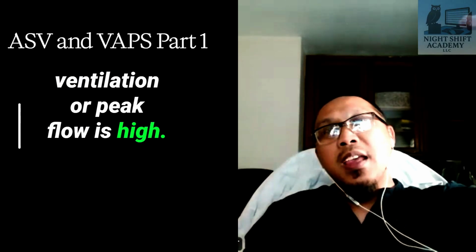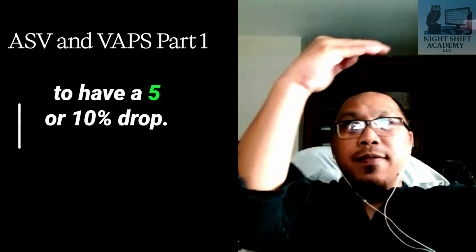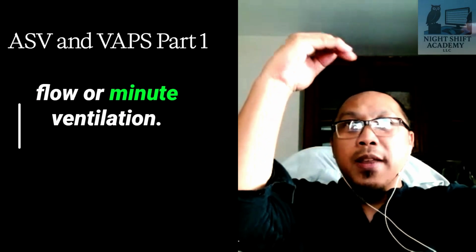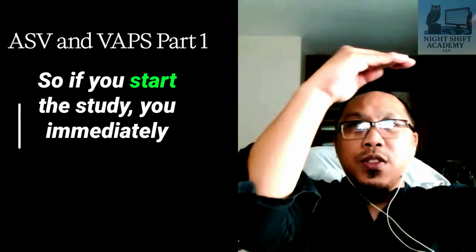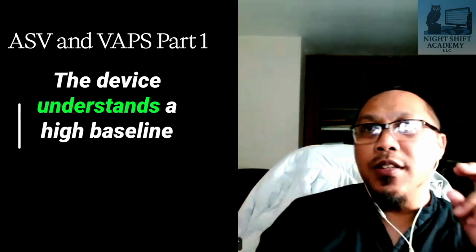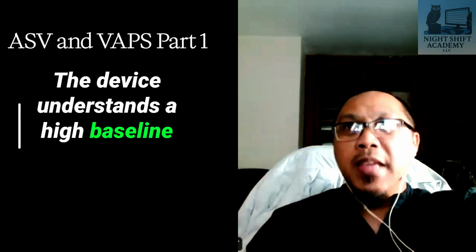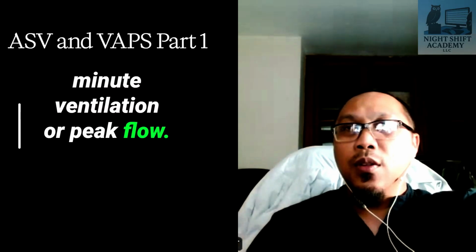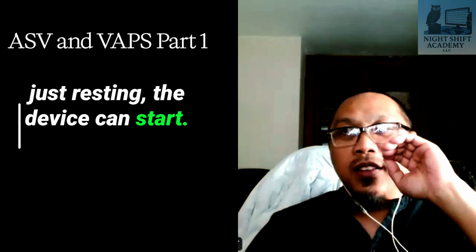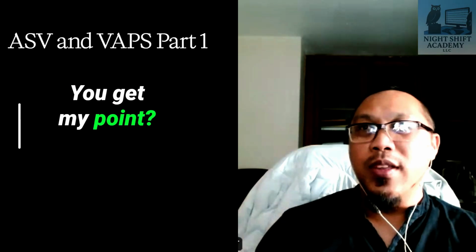They're still very awake, so their minute ventilation or peak flow is high. The device allows for them to have a 5 or 10% drop from that initial peak flow or minute ventilation. So if you start the study, you immediately record and then put the mask on and start your titration. The device understands a high baseline minute ventilation or peak flow. So by the time the patient is just resting, the device can start increasing pressure support when the patient might still be awake. You get my point?